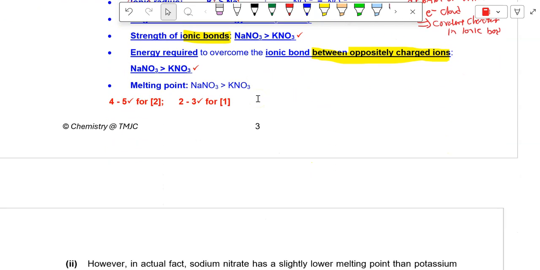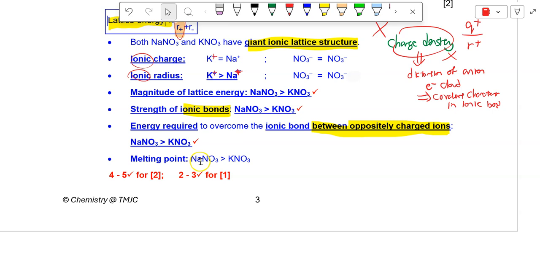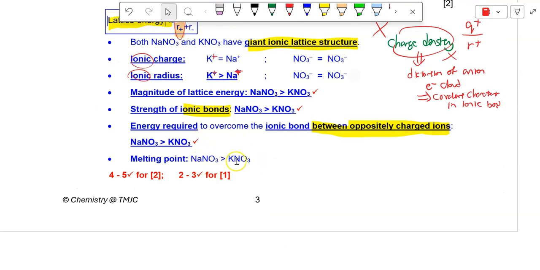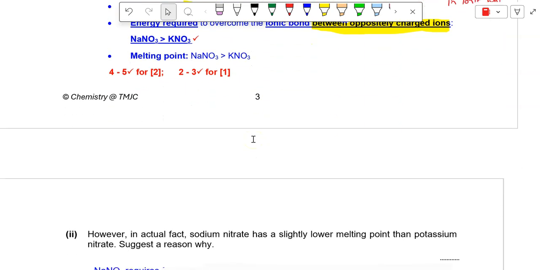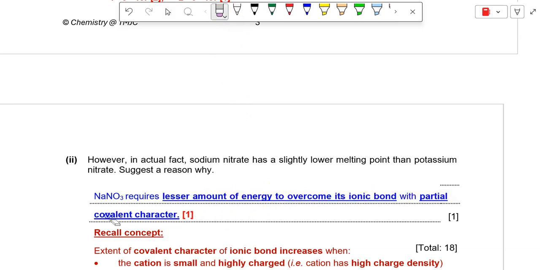Okay, if not, we move on to part 2. Compare part 2 to part 1. In part 1, we concluded that sodium nitrate has a higher melting point than potassium nitrate, but the question says that in actual fact, sodium nitrate has a slightly lower melting point than potassium nitrate, so we need a reason why. When you see that lattice energy cannot be used to account for the melting point of ionic compounds, the only possible thing that should come to your mind immediately is ionic bonds with partial covalent character. So sodium nitrate has ionic bonds with more partial covalent character compared to potassium nitrate, and therefore it requires less energy to overcome.